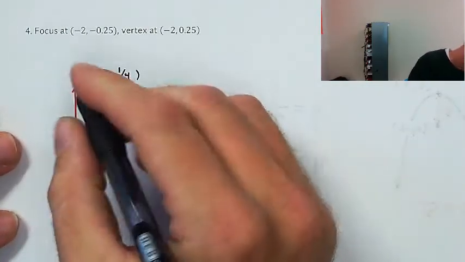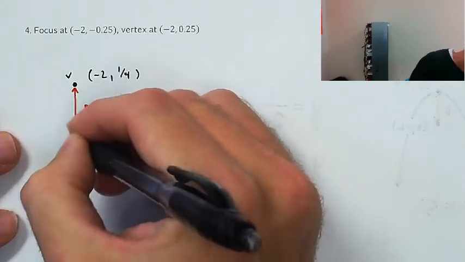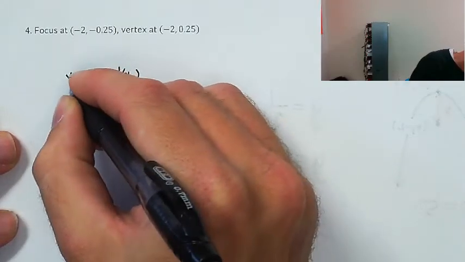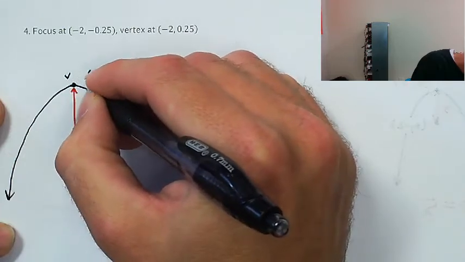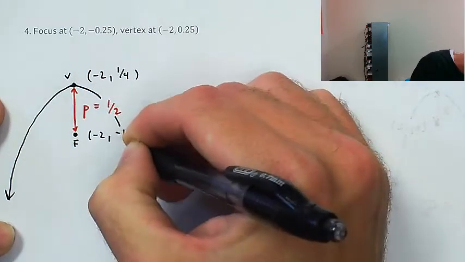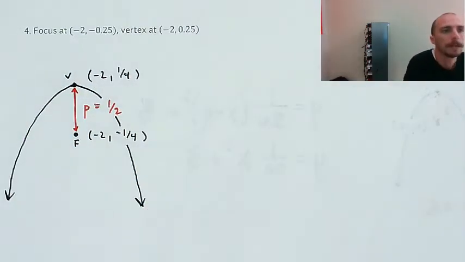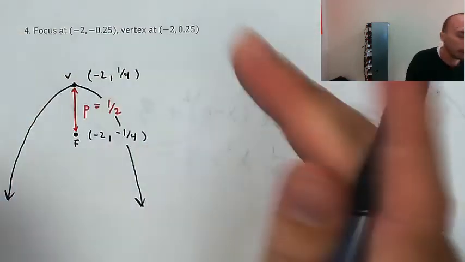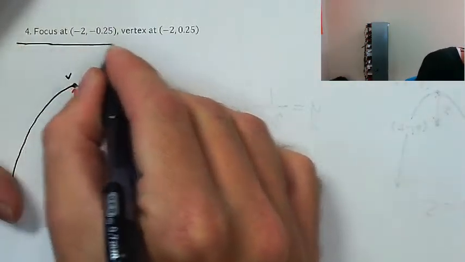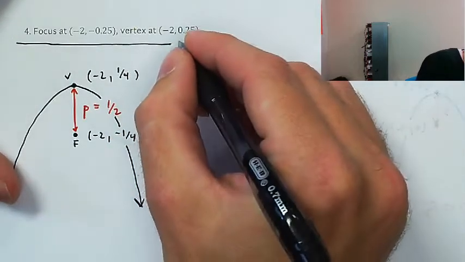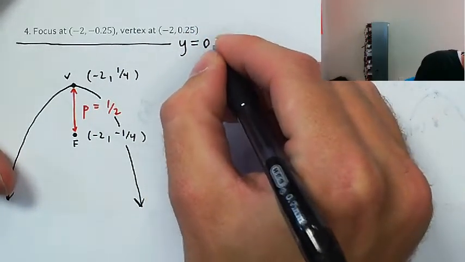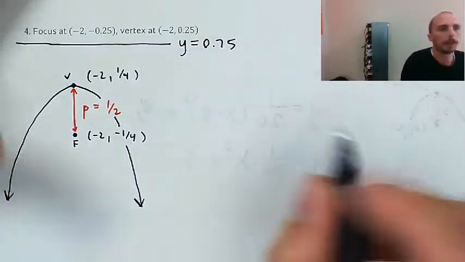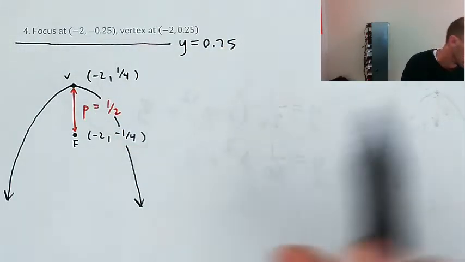And then, because we know that this is the vertex point and this is the focus, we know that the parabola curves around the focus. And then the directrix is going to be another half above the vertex, and so I might as well draw that in as well. And that directrix is going to be y equals 1/4 plus 1/2, which is 3/4. So that's the equation of the directrix.